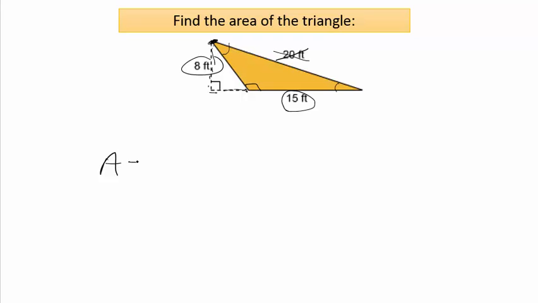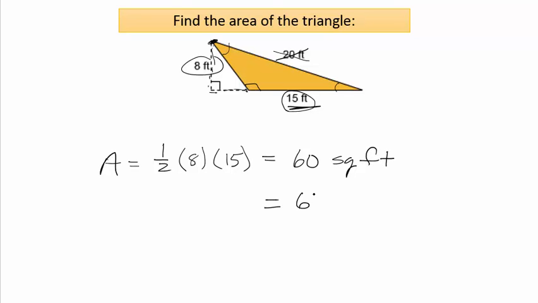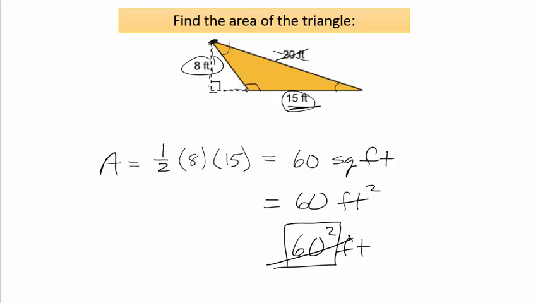So the area of this particular triangle would simply be 1/2 of 8 times 15, or 15 times 8. So that'd be 1/2 of 120, which is 60. And the units here are feet, so there's 60 square feet, or you could say 60 feet squared. Either way, they both mean the same thing. Don't do this. I see students do this all the time. They put 60 squared feet like that. Well, that would mean 60 times 60, which is 3,600 feet. So don't write it like that. Write it one of the other two ways.